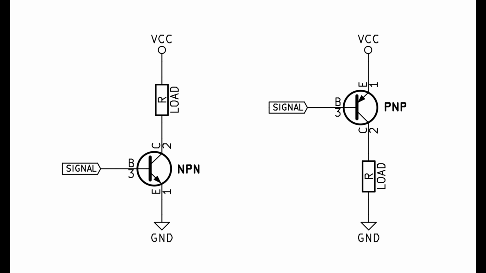Load connections. When we connect a load with a PNP transistor, the load will be connected between the collector and the negative terminal of the power supply. When we connect a load with an NPN transistor, the load will be connected between the collector and the positive terminal of the power supply.